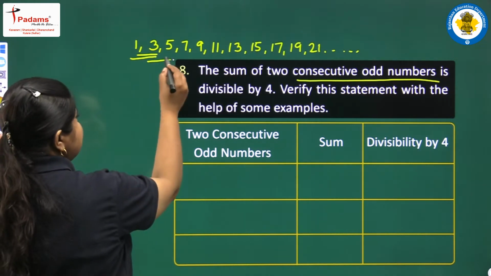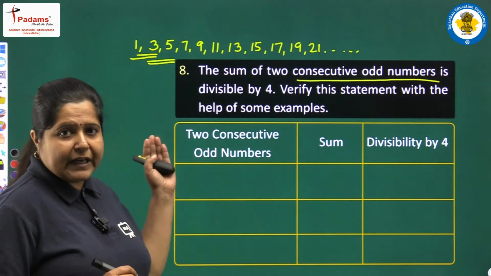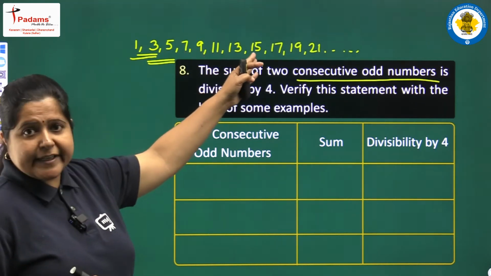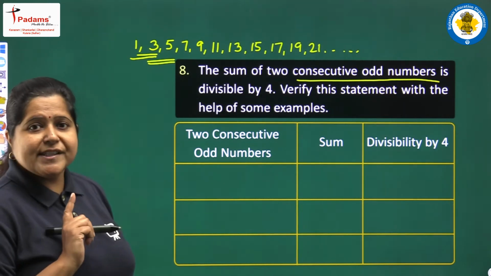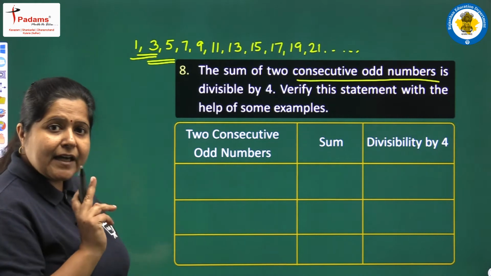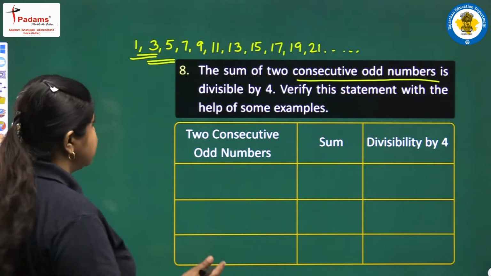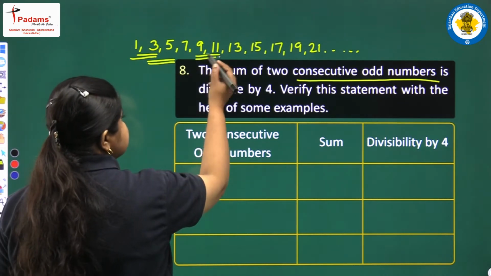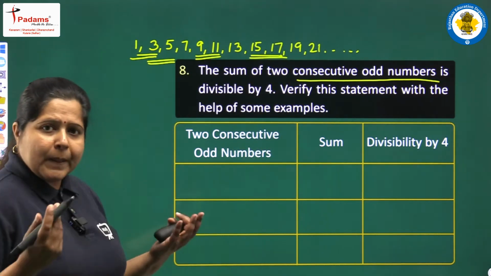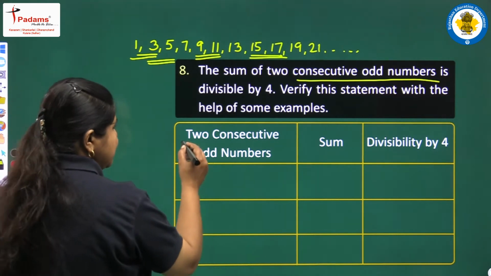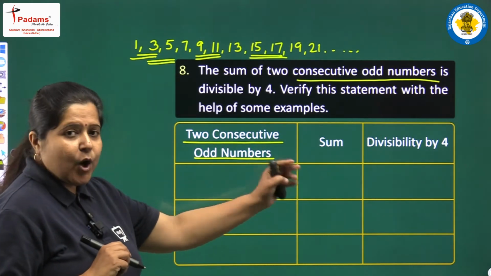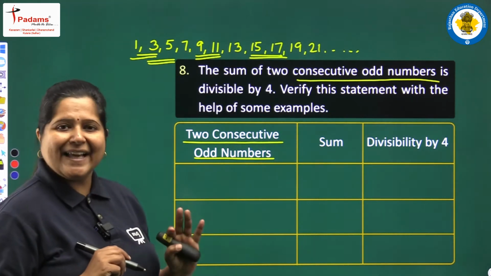Similarly 3 and 5 are again consecutive, लगातार आ रहे हैं एक के बाद एक. आप ऐसे नहीं ले सकते कि 7 और 13 ले लिया. 7 और 13 consecutive नहीं है, उनके बीच में तो और numbers आ रहे हैं. एक के बाद एक लगातार दो odd numbers लेने हैं हमें. हम कोई भी ले सकते हैं, 9 और 11 ले सकते हैं, यहाँ पे 15 और 17 ले सकते हैं. कोई भी दो odd numbers, 2 consecutive odd numbers, उनका सम फाइंड आउट करेंगे और देखेंगे कि वो 4 से डिविजिबल है या नहीं.